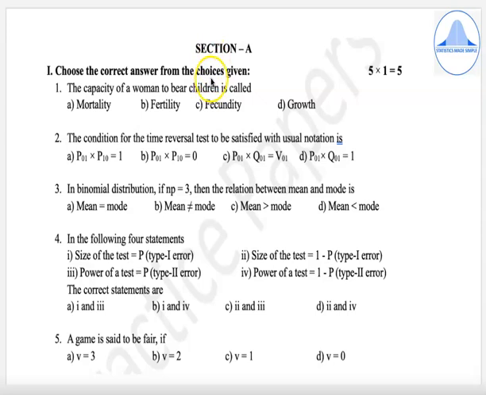5 into 1 is equal to 5. First question: the capacity of a woman to bear children is called mortality, fertility, fecundity, or growth. The correct answer is fecundity.